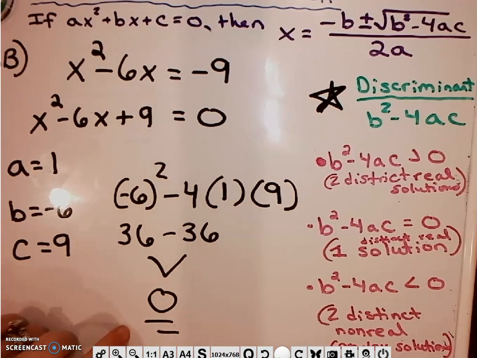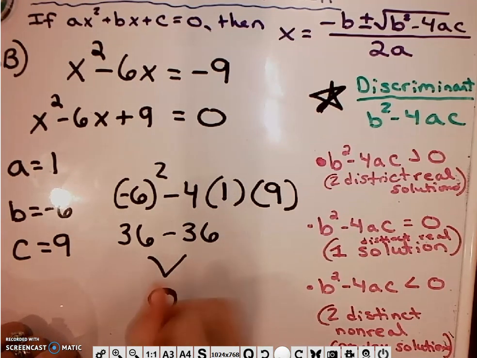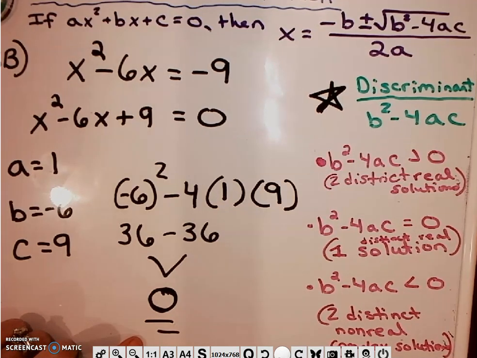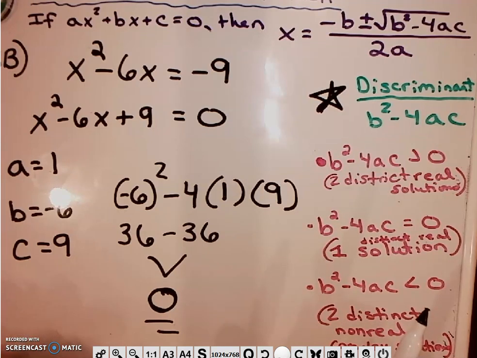So my discriminant here is 0. When I look over here, b squared minus 4ac equals 0. You should have these in your notes. What do we say on my last chart? My chart says that if my discriminant equals 0, then I have one distinct real solution. So my answer to this: the discriminant equals 0, and I have one distinct real solution.